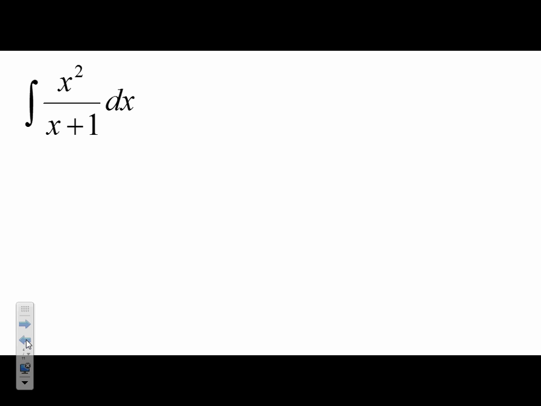Because then you can split it up, and you get x squared minus one over x plus one, plus one over x plus one. One over x plus one just becomes the natural log of the absolute value of x plus one. And the other one, you'll end up with x minus one, so then you get 1/2 x squared minus x. Okay, so he's saying plus 1 minus 1. Yep.